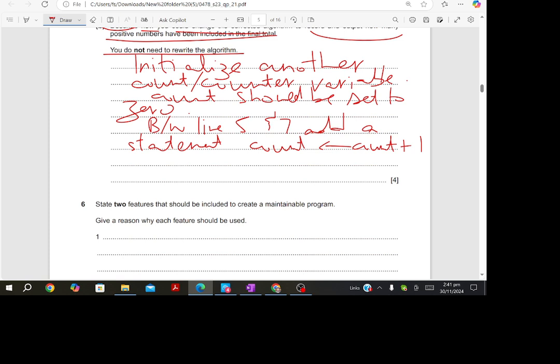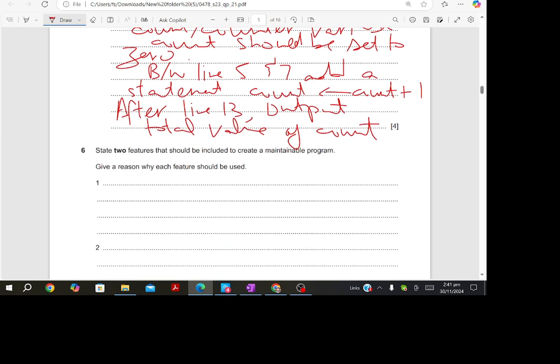Then what can we do? At the end of the program you can also output the new value of the total value of the count as well. So you can say after line 13 output total value of count, so that we know how many positive numbers there were, right?